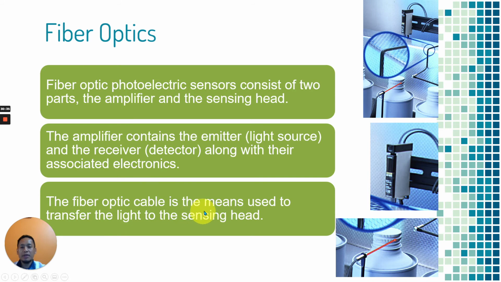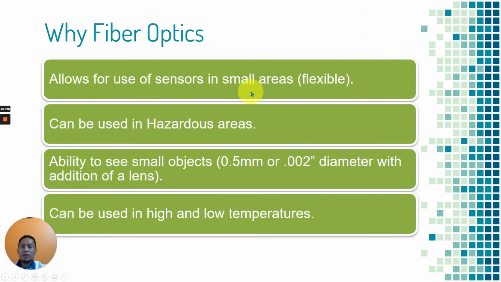The fiber optic cable is the means used to transfer the light to the sensing head. The size depends on the application. Why do we need to use fiber optics? It allows use of the sensor in a small area, it can be used in hazardous areas, and it can detect a very tiny object, 0.5 or 0.002 in diameter, with the addition of a lens. Sometimes we need to use a fiber optic combination with a lens.